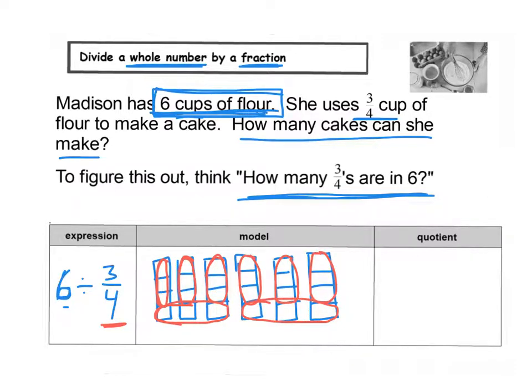Okay, and now if I count up how many of those groups I have, there's 1, 2, 3, 4, 5, 6, 7, 8. Okay, so we could say that she could get 8 of those 3/4 cup servings out of 6 cups of flour, which means she would be able to make 8 cakes with 6 cups of flour.